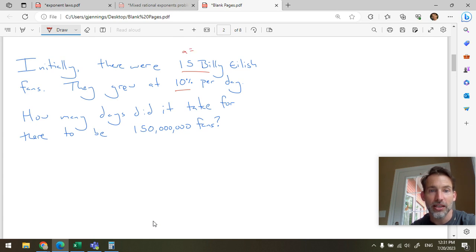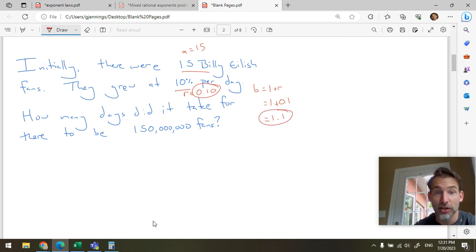This is A is equal to 15. There's 15 initially. This is my rate. My growth rate is 0.10. That's 10% as a decimal. So my B is going to be equal to 1 plus R. So in this case, it's 1 plus 0.1. So it's 1.1. That's B. And now I've got everything I need to make this function. Okay, so the number of fans, capital F, is a function of time, f of t, is 15, the initial value, multiplied by 1.1 raised to the power t.